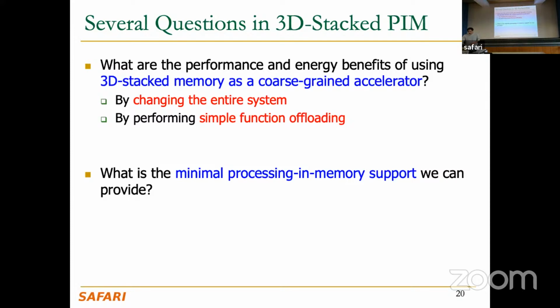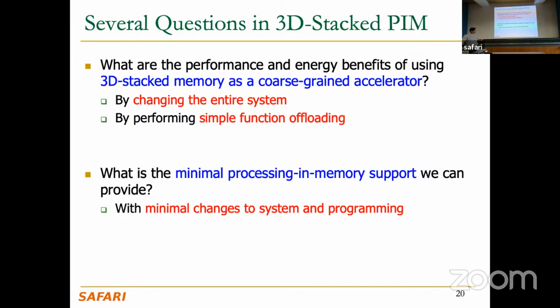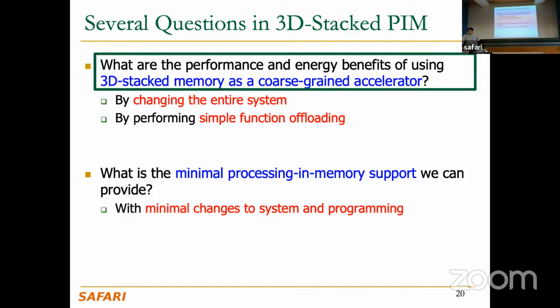And the other question that we will answer in this part of the lecture is what is the minimal processing in memory support that we can provide. If we don't want to change the entire system, or we don't want to design a coarse-grained accelerator because we don't need it, what could be minimal processing in memory support? That will have the advantage of coming with minimal changes to system and programming. And we are going to see at least one example of these today. But let's start first with the idea of using 3D-stack memory as a coarse-grained accelerator, and then we will go to the other ones.